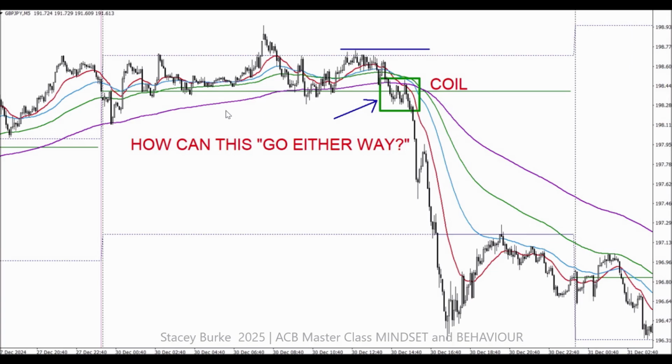I'll repeat that. If you're getting chopped up, or if you're thinking it can go either way, you're trying to get in here, you're trying to get in over here, you're not waiting for the template to set up.